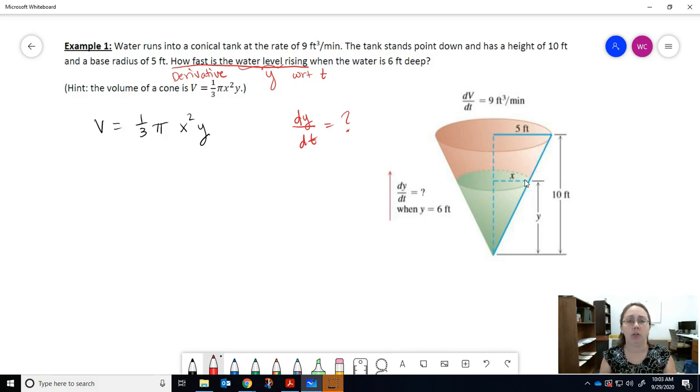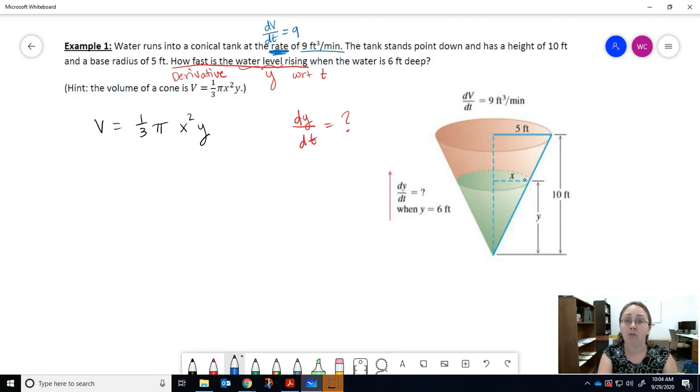But why this equation? Well, they're giving you information. Water runs into a conical tank at a rate, so this is a derivative because it's a rate, of 9 cubic feet per minute. But this is the rate for who? In this case, it doesn't actually spell it out for you. So you kind of have to look at your units to figure this out. Cubic feet is representing your volume. Minutes is representing your time. So this is the rate of change of the volume with respect to time is 9 cubic feet per minute.